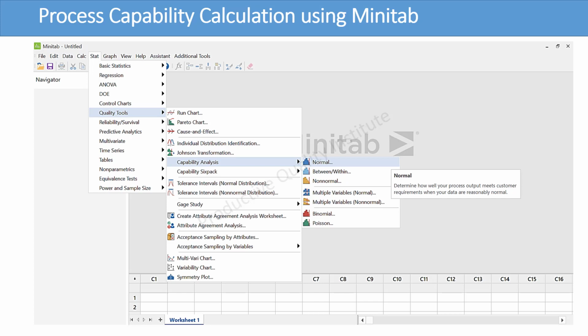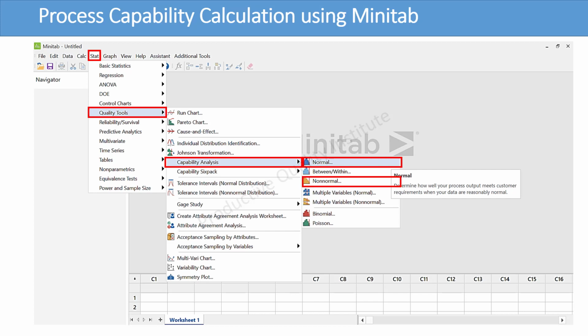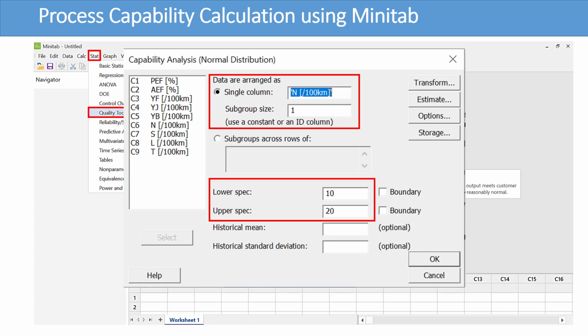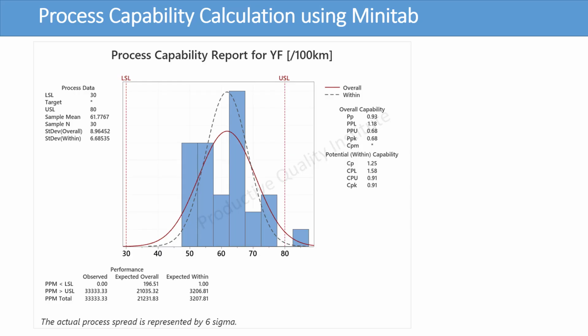Steps to conduct process capability analysis in Minitab. Go to the Start menu, move to Quality Tools, and then to Capability Analysis. From the drop-down menu, select Normal or Non-Normal Analysis, based on whether your distribution is normal or non-normal. Choose the data column, lower specification limit, and upper specification limit. Once we click OK, Minitab generates the process capability in a separate window.